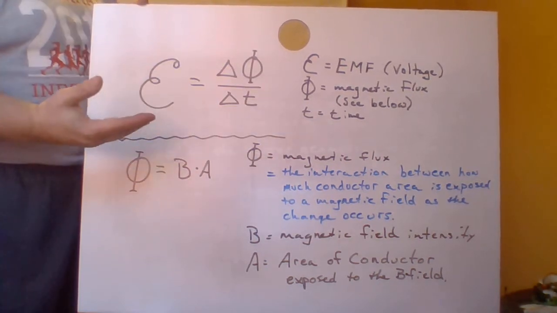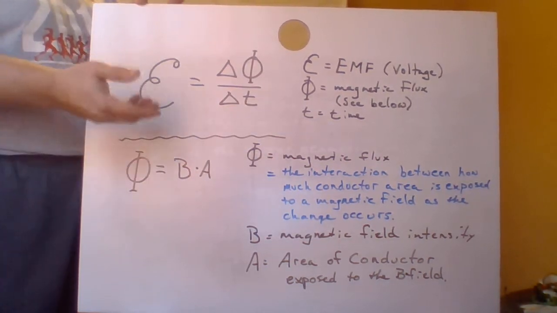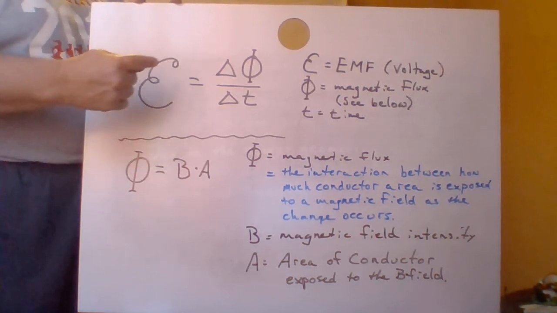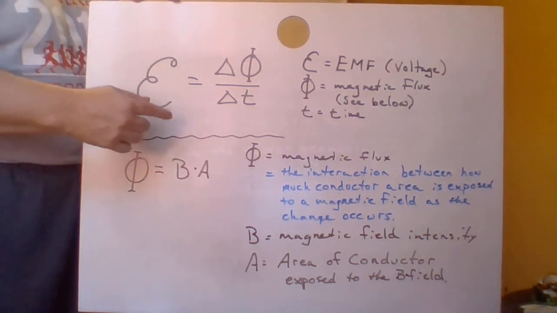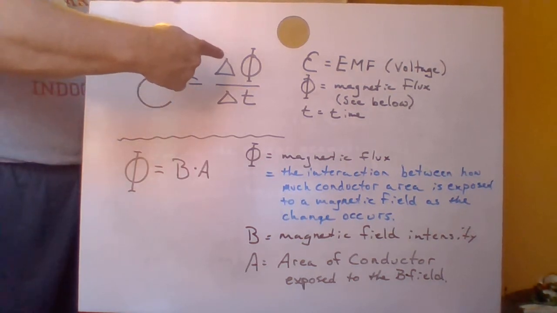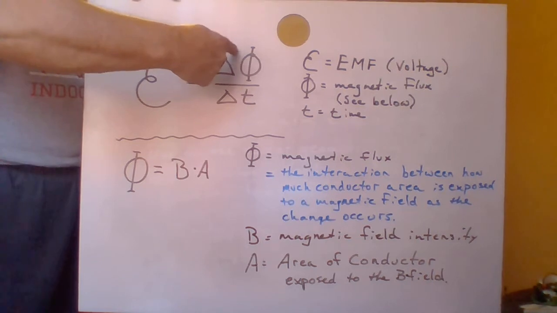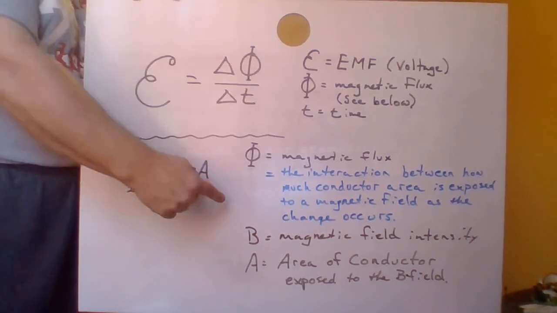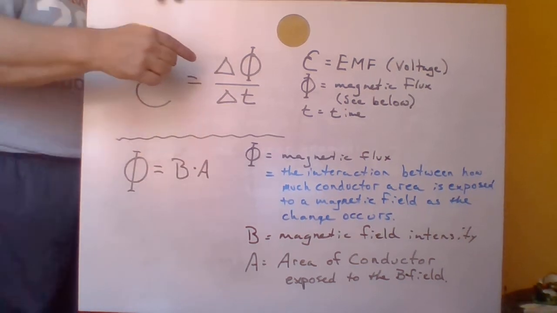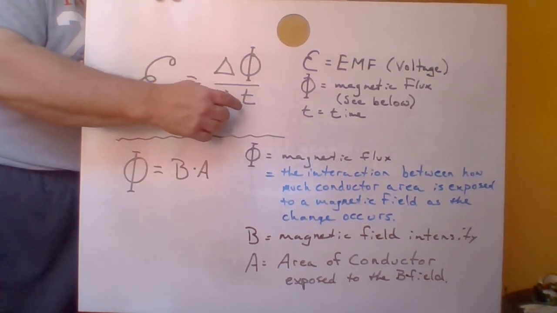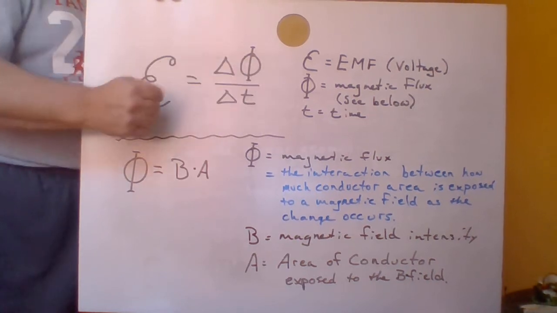So that's where the voltage is coming from. There's a change happening. Okay? So the amount of voltage, the EMF, is equal to the change in magnetic flux. That's what this symbol, the Greek letter phi, means: magnetic flux. More on that down here in a moment. Okay? And how much time it takes that change to take place.